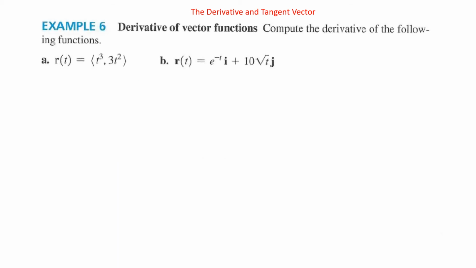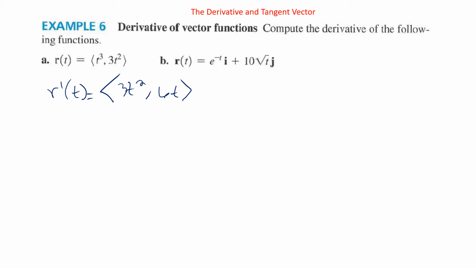So let's find some derivatives. The first one, r of t equals t cubed, comma, 3t squared, which means the derivative will equal the derivative of t cubed, which is just 3t squared, and then the derivative of 3t squared will be 6t. Easy. That's the derivative of a.